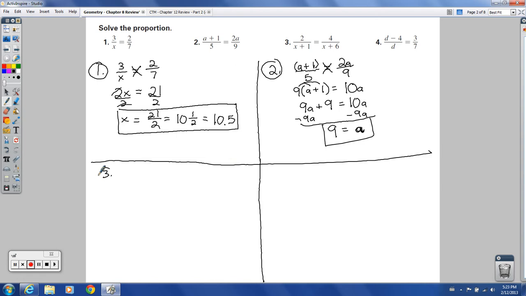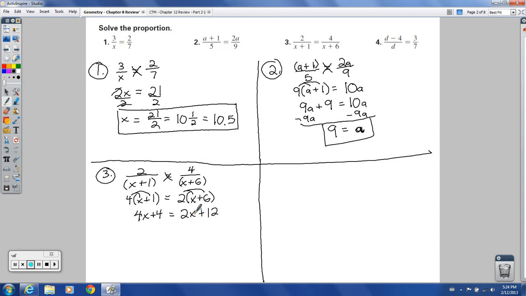For number 3, we've got 2 over x plus 1 equals 4 over x plus 6. Again, cross multiply. Think of there being parentheses here and here before you do that. So you're going to have 4 times (x plus 1) equals 2 times (x plus 6). Distribute the 4 here, distribute the 2 here. You have 4x plus 4 equals 2x plus 12.